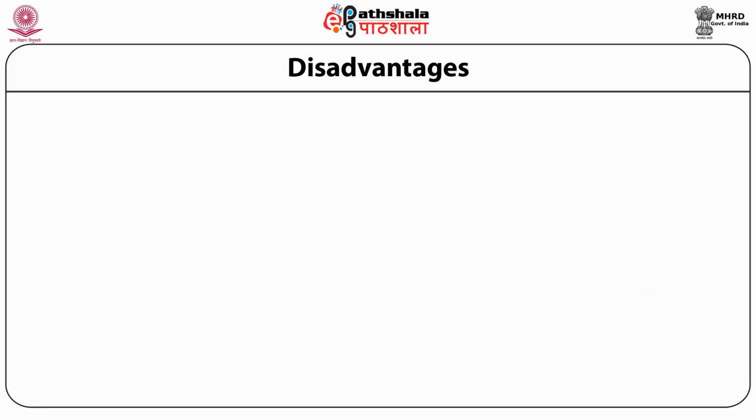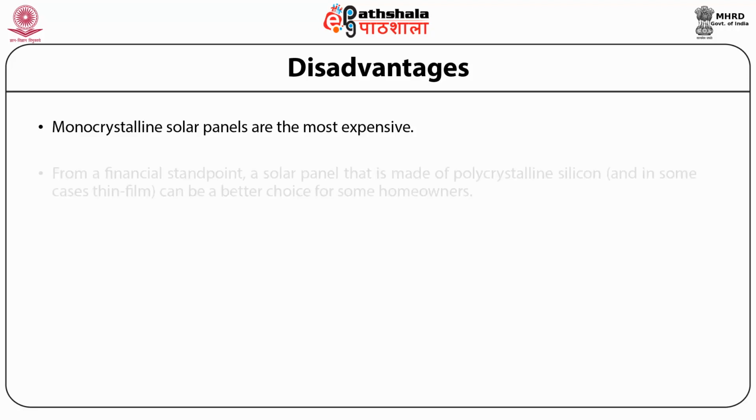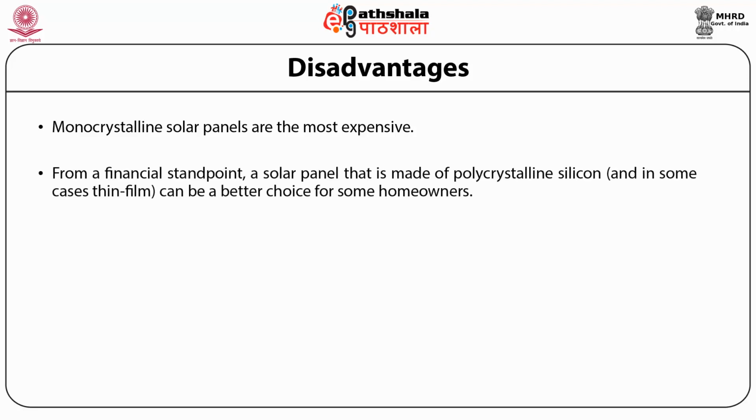Now let us discuss the disadvantages of single crystalline or monocrystalline silicon solar cells. Monocrystalline solar panels are the most expensive. From a financial standpoint, a solar panel that is made of polycrystalline silicon and in some cases thin film solar cells can be a better choice for some home owners.